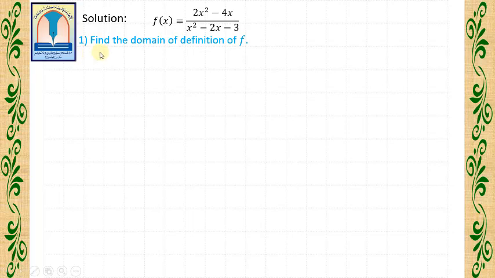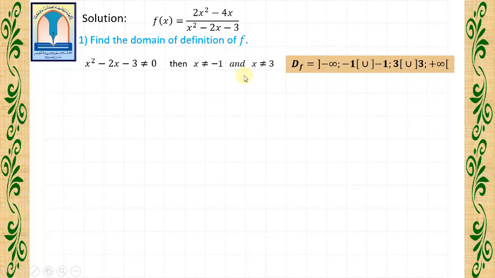Now part 1, find the domain of definition of f. We take the denominator different from 0, then x is different from minus 1 and x is different from 3. So the domain of definition is minus infinity minus 1 opened, union minus 1 3, union 3 plus infinity.